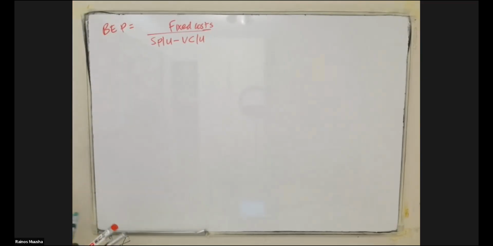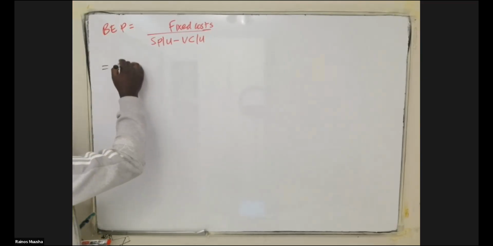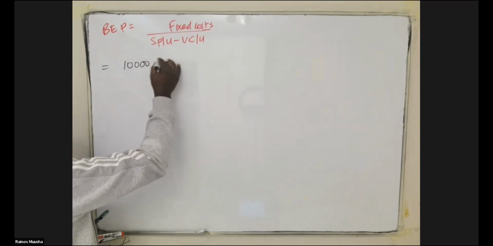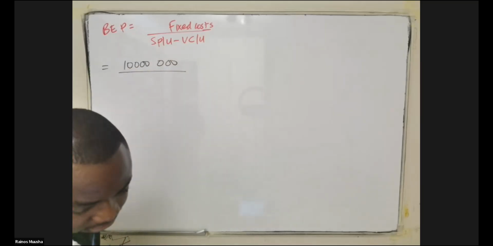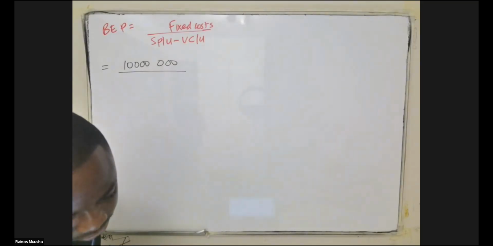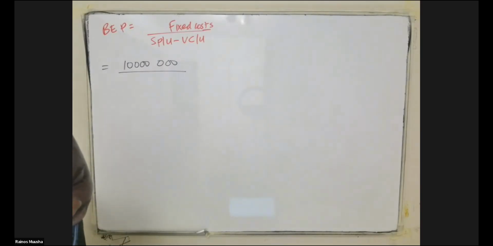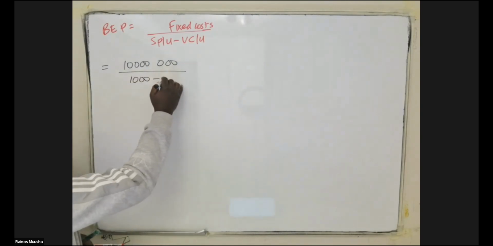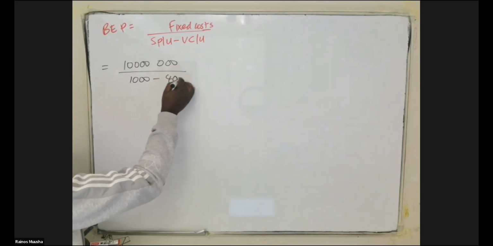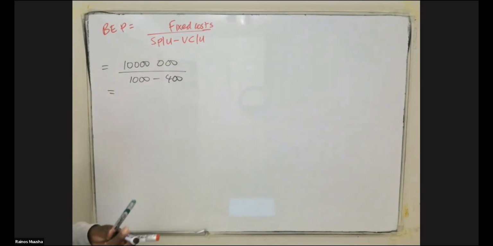From the given information, we are told that the fixed costs are 10 million. Our selling price per unit is equal to 1,000, and our variable cost per unit is equal to 400. So how many units do we need to sell for us to be able to break even?